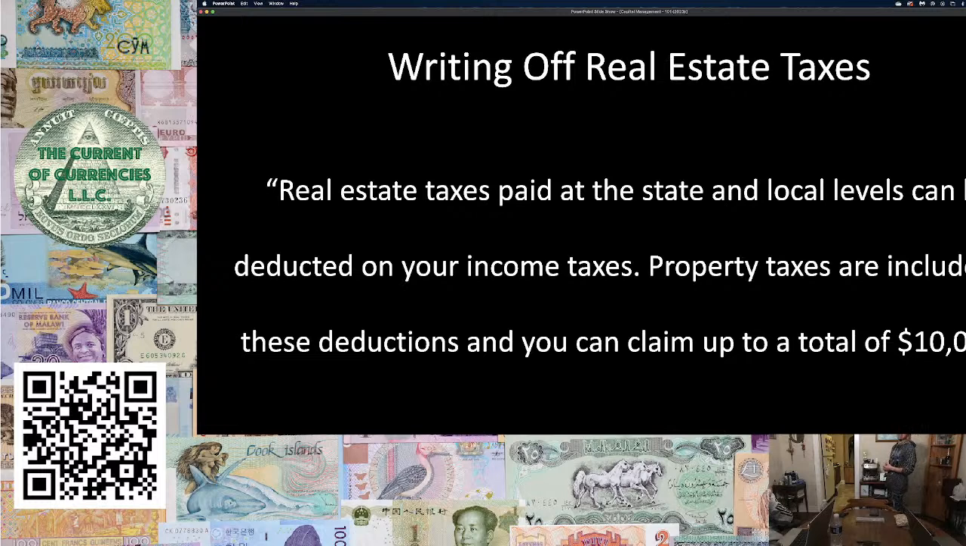Writing off real estate taxes. Real estate taxes paid at the state and local levels can be deducted on your income taxes. Property taxes are included in these deductions, and you can claim up to a total of $10,000 a year doing this. So another huge benefit that you can have if you're a homeowner or a commercial business owner.